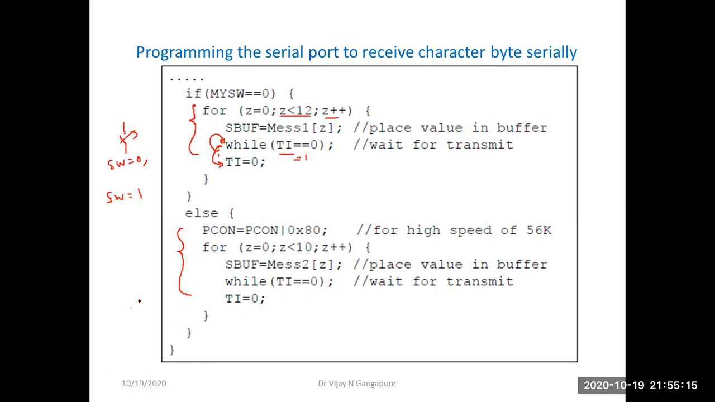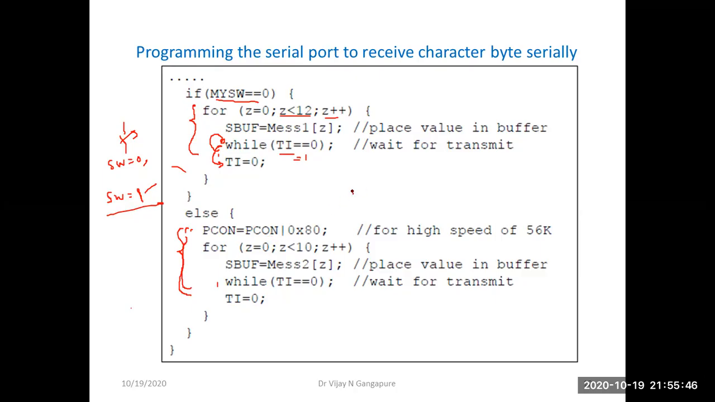Now see what will happen when this switch is open, which means its position is now 1. This condition is now not true, because my SW is now 1. So this part of the program will not be executed; it will be skipped because the condition is false, and this part will be executed. Now see, what is the first statement in this part? PCON is equal to PCON ORed with 0x80.